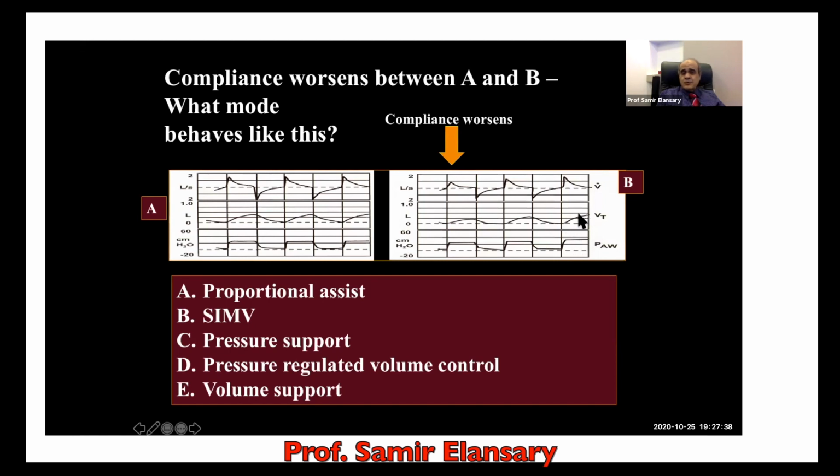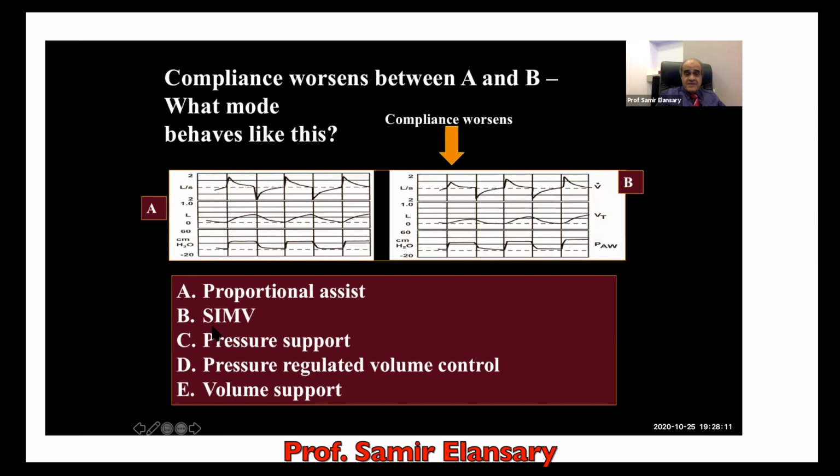What is the mode of ventilator in such situations? Is it proportional assist, SIMV, pressure support, pressure regulated volume control, or volume support? In proportional assist, the ventilator increases its tidal volume and flow according to the increasing flow of the patient. If the patient increases the flow, the ventilator responds and increases the flow.